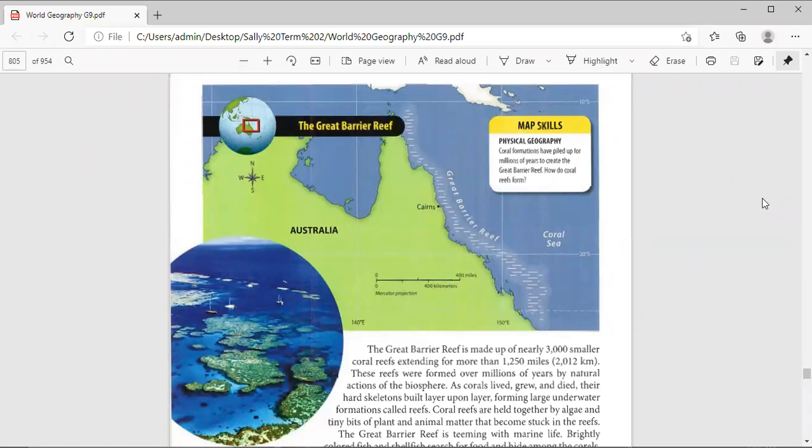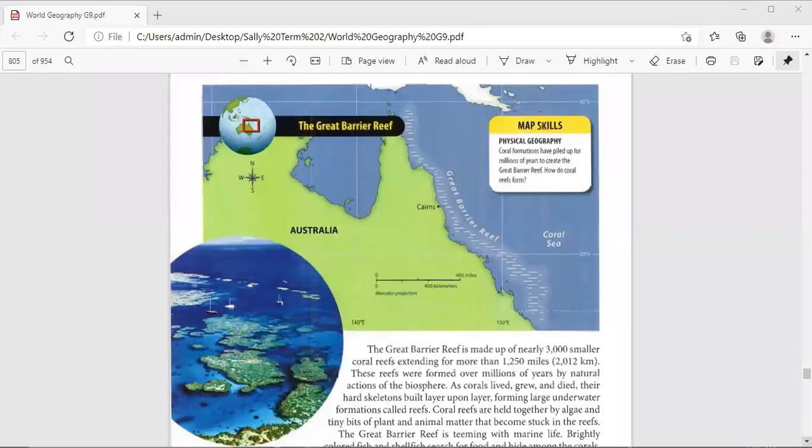So the Great Barrier Reef is made of nearly 3,000 smaller coral reefs extending for more than 1,250 miles. These reefs were formed over millions of years. How were these reefs formed? They were formed over millions of years, but how? Hannah? Yes, Miss, can you say the question again?